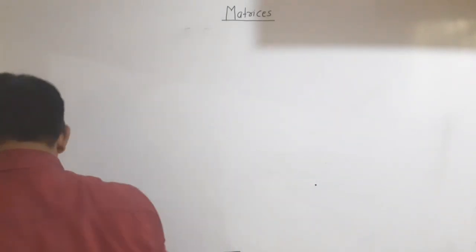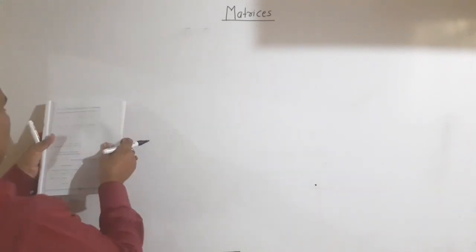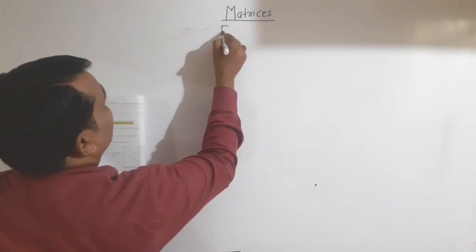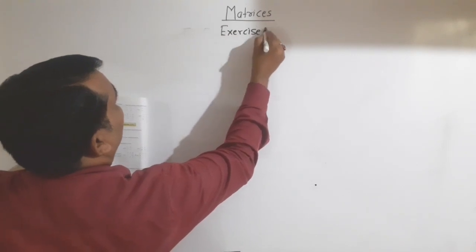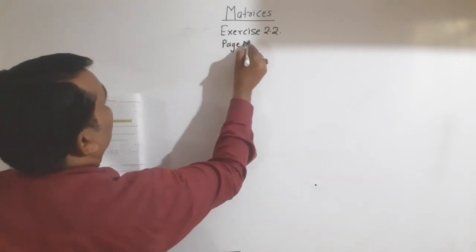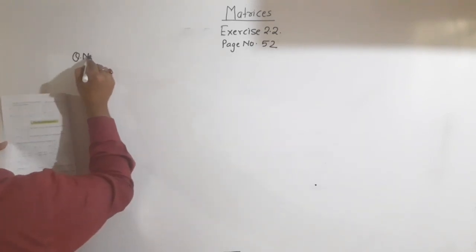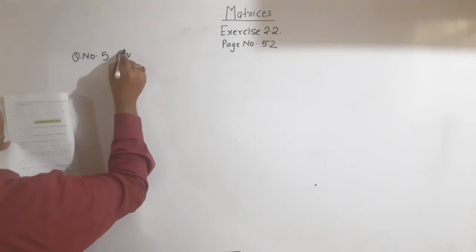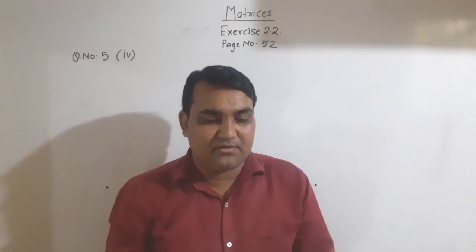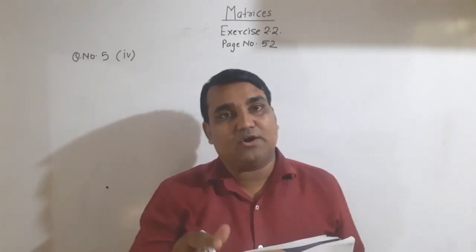Now the question is from exercise 2.2, page number 52. Question number 5, it's the fourth one. The question says, find the inverse of the following matrices by the adjoint method. Here we have to use the adjoint method to find the A inverse.